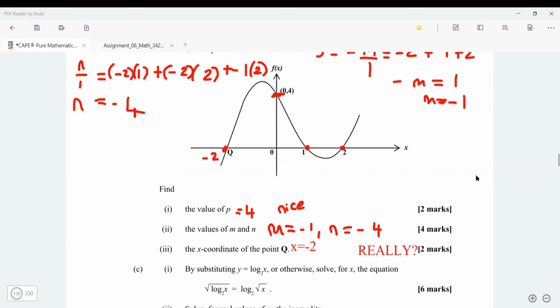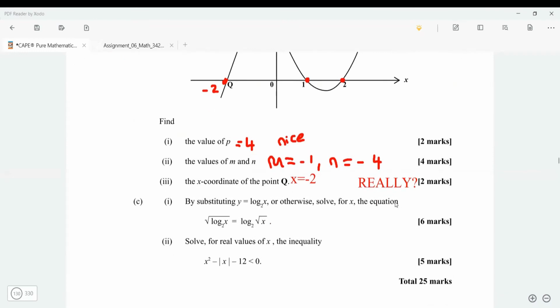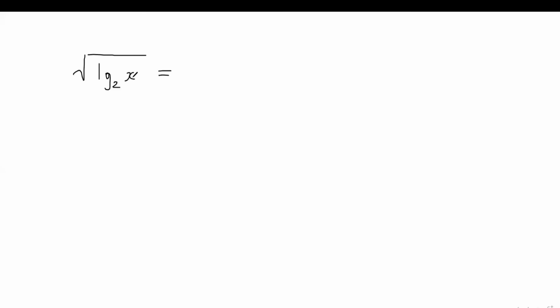All right, nice. Now we're at this log equation. We're supposed to substitute y as log to base 2 of x. So let's do that and see what we're going to do. This is: solve log to base 2 of x equals log to base 2 of root x. And they said we're supposed to call log to base 2 of x y.